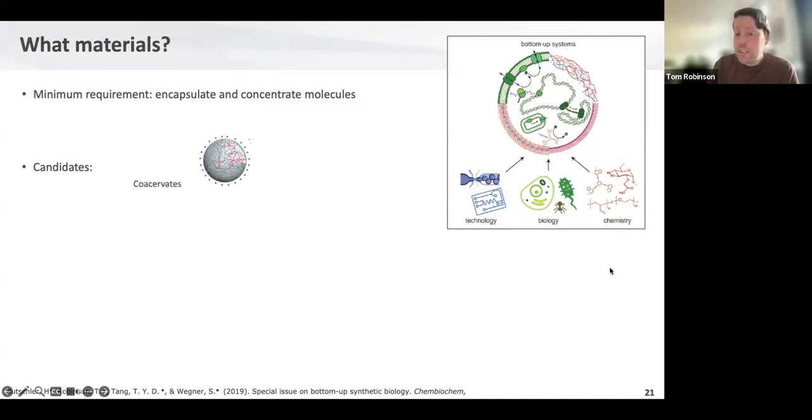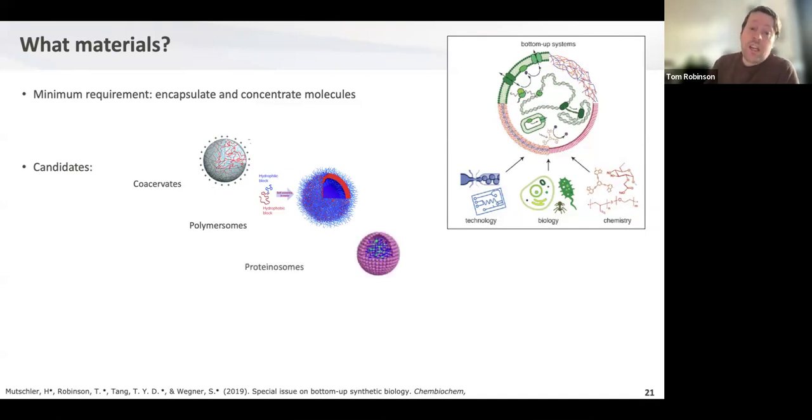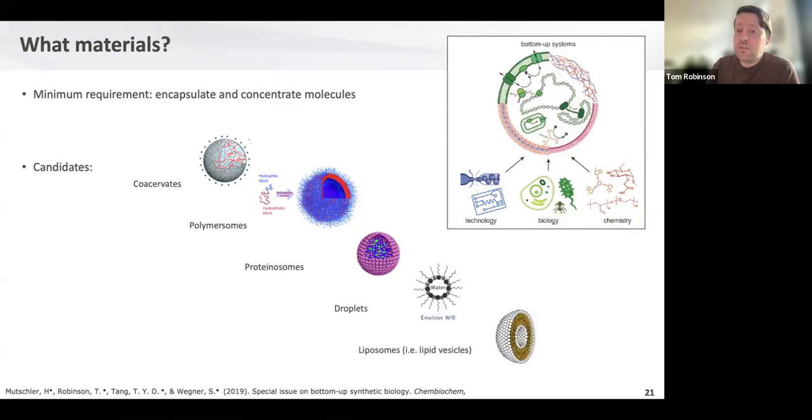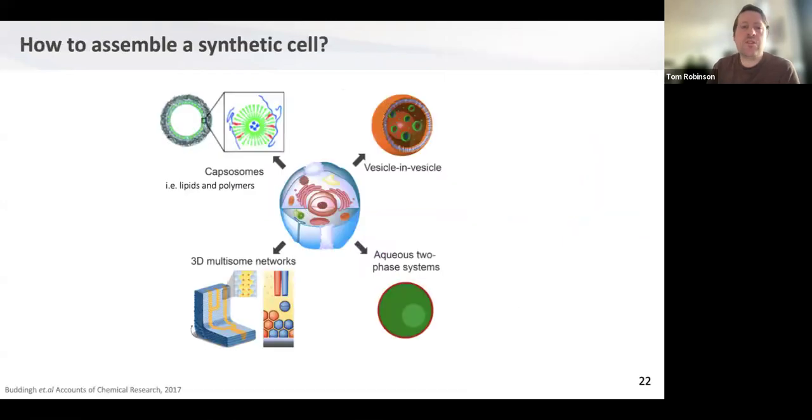Well, we could use coacervates, for example. We could use polymersomes, proteins to create proteinosomes. We could also have droplets, so water and oil droplets or emulsions, and we could have liposomes or lipid vesicles. But even if we take those materials, there's also a variety of different structural assemblies that we can think about.